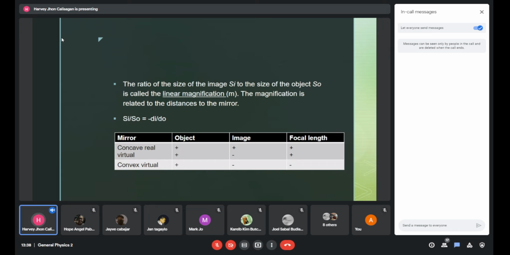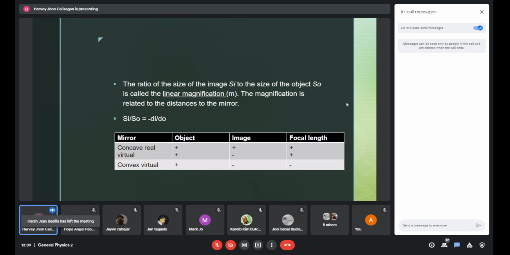Sir, can we relate that to the lenses? Now, lenses have another magnifying effect. It's not the same thing when it comes to the mirror equation or to the mirror. So, for us to understand the function of the linear magnification to the distance of the mirror, we have SI over SO is equal to negative di over dO.